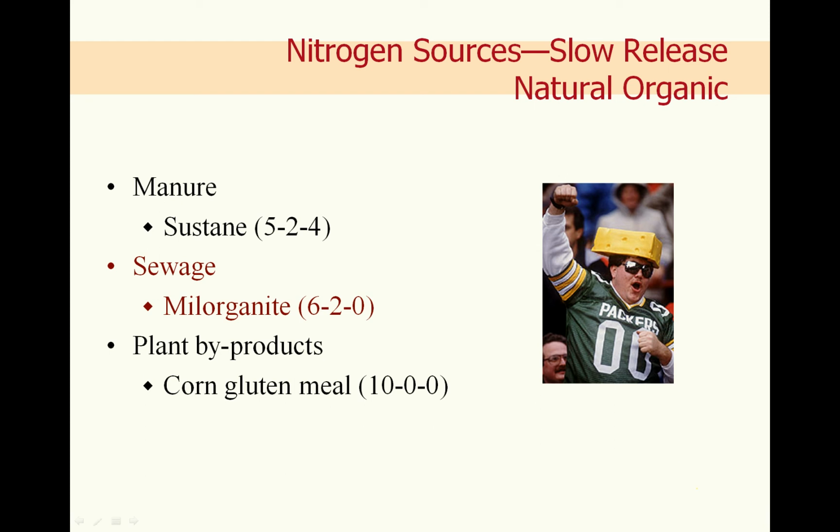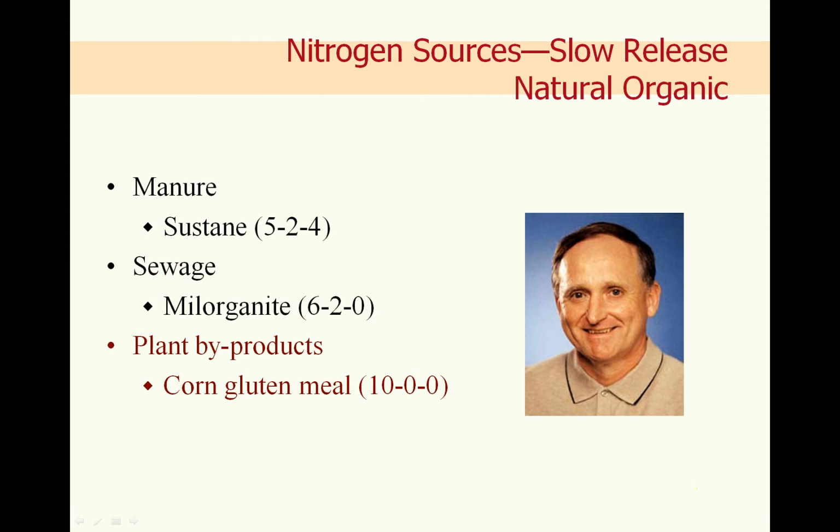Milorganite is a product that's a result of sewage from Milwaukee, and it's quite popular, very slow release. There are also plant byproducts available, and probably the most popular and most effective is corn gluten meal. It turns out to be both a good turf fertilizer and a pre-emergent herbicide for some turf weeds. Corn gluten meal is just a byproduct of essentially ethanol production, corn milling. And Nick Christians at Iowa State University, the author of your text, was really responsible for getting this into the market.